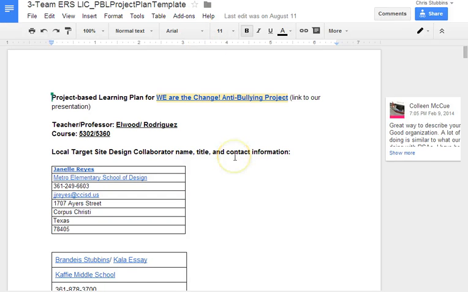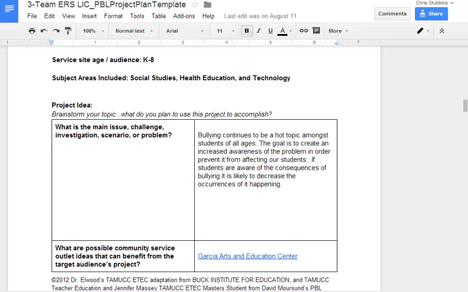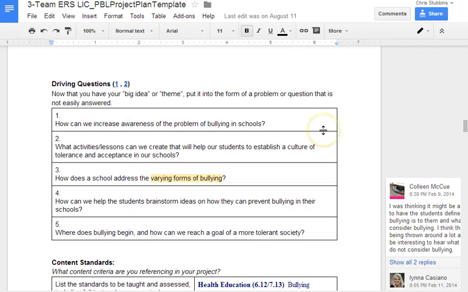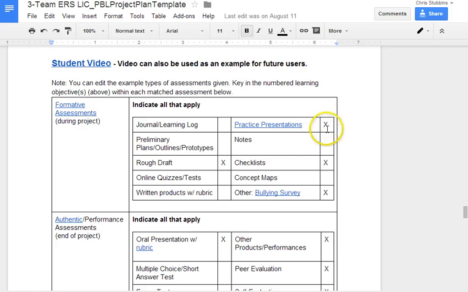Here's an example of a project plan template that was filled out for a previous project. Teams will want to think about what they know and what the learners need to know. Teams will want to identify the driving questions that will be addressed by the project. They'll want to think about the objectives that are to be mastered and the events and materials that will be facilitated in the project, in the form of assessment that will be used to measure performance.